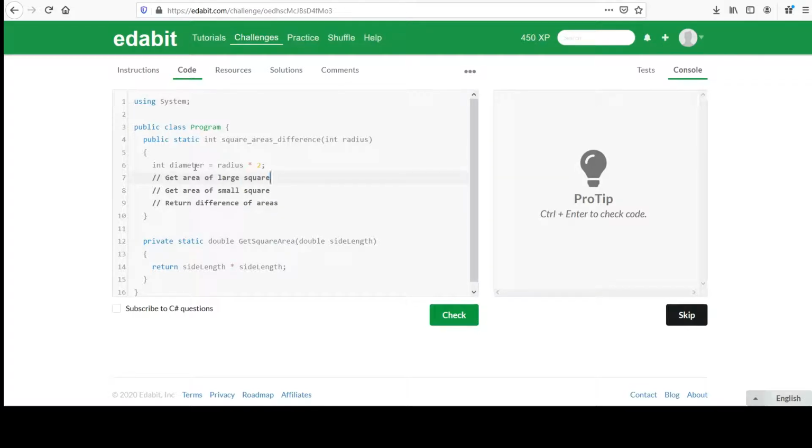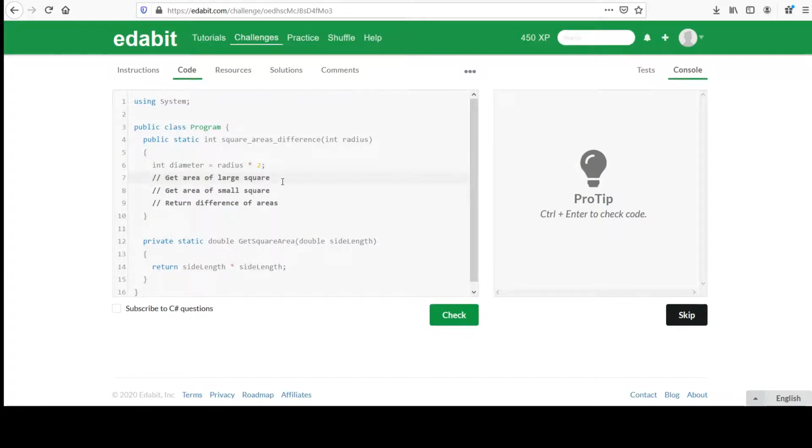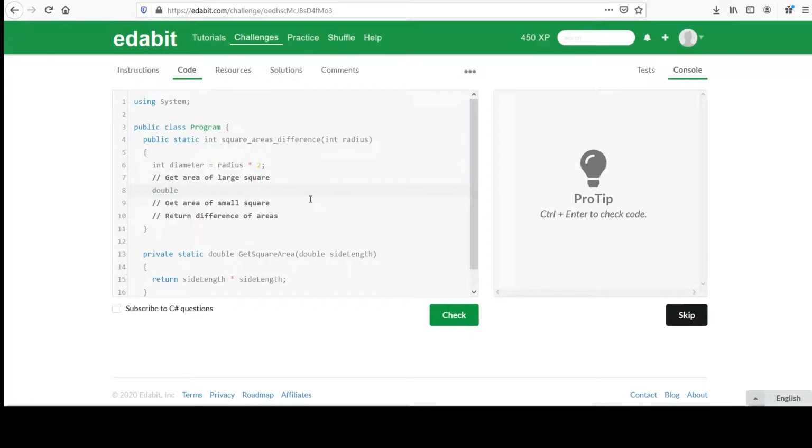Now we know the side length from the large square very easily. Remember, we said it was simply the diameter. You can see that in this drawing here. This line corresponds directly with the diameter of the circle. So to get the area of the large square, I can say double large square area equals get square area diameter. Okay, and actually we called diameter as an integer. Let me just make this a double for now. Keep everything matching with our method here.